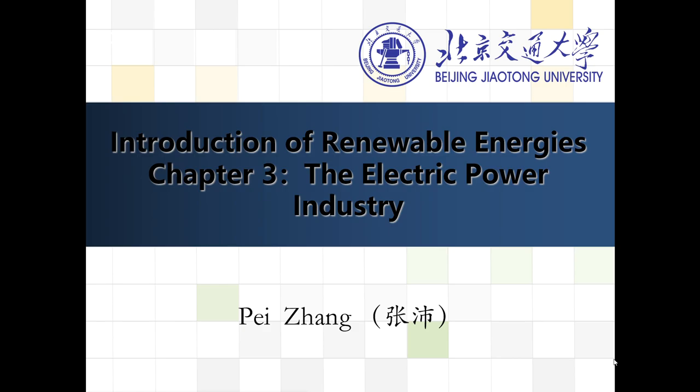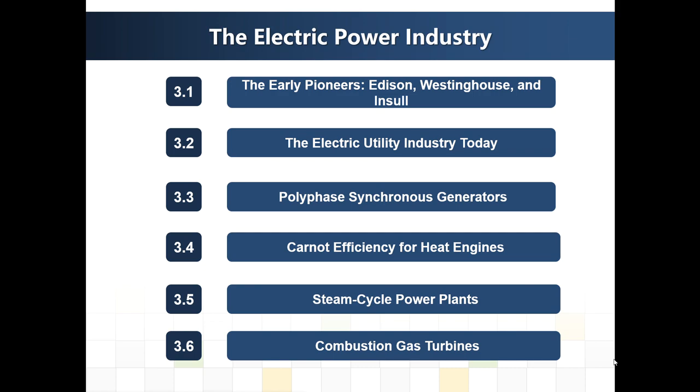Today we are going to study Chapter 3, the electricity power industry. In this chapter, there are 12 sections. Section 3.1, the early pioneers. 3.2, the electric utility industry today. Section 3.3, polyphase synchronous generators.